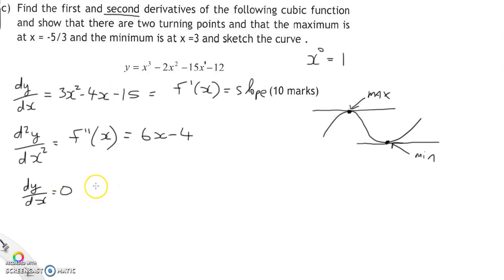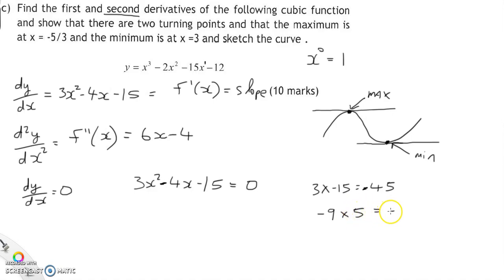dy dx is 0. So we know that dy dx equals 3x squared minus 4x minus 15. So if we set this equal to 0 and solve it, we'll get values of x that correspond with our turning points. So how are we going to solve this? Let's see now. 3 times minus 15 gives us minus 45. We're going to split this 4x here in the middle somehow or another. Minus 45. It's like 9 5s, isn't it? 9 times 5 minus 9 times positive 5 gives us minus 45.